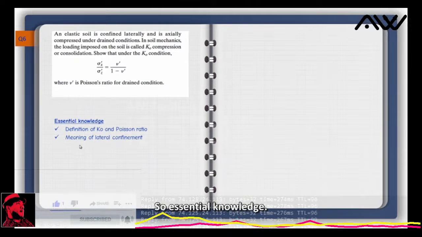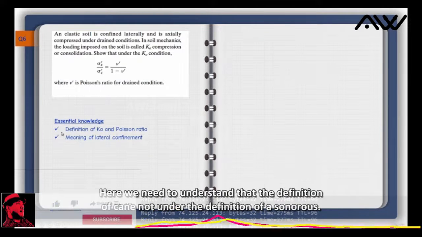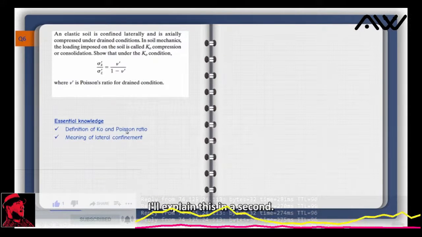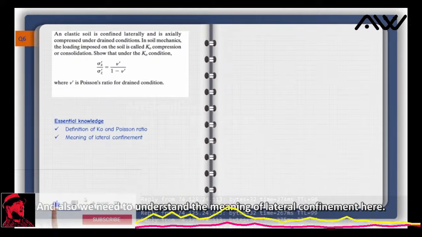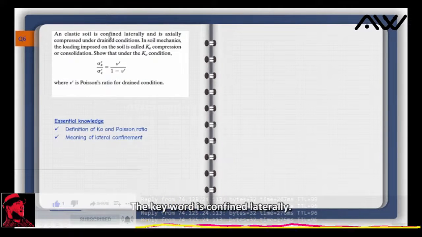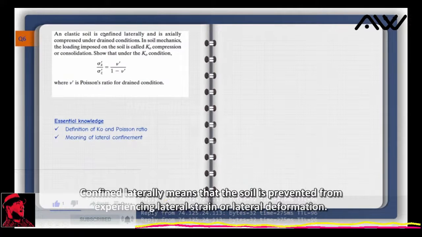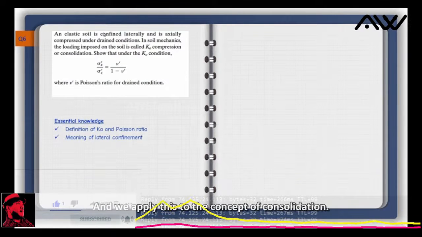So essential knowledge here, we need to understand the definition of K-naught and the definition of Poisson ratio. I'll explain this in a second. And also we need to understand the meaning of lateral confinement. Here the keyword is confined laterally. Confined laterally means that the soil is prevented from experiencing lateral strain or lateral deformation. And we apply this to the concept of consolidation.